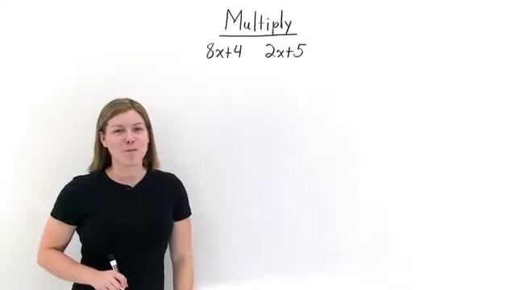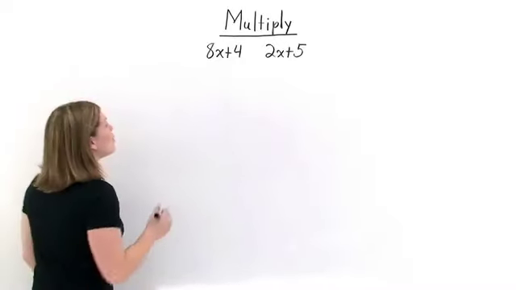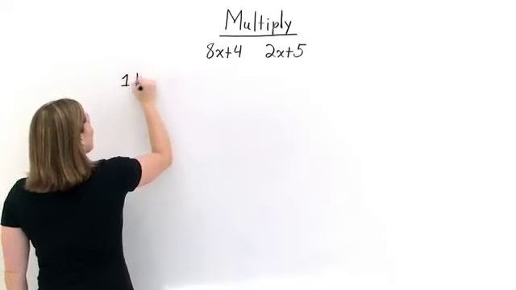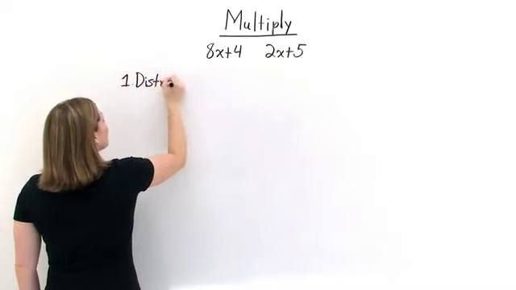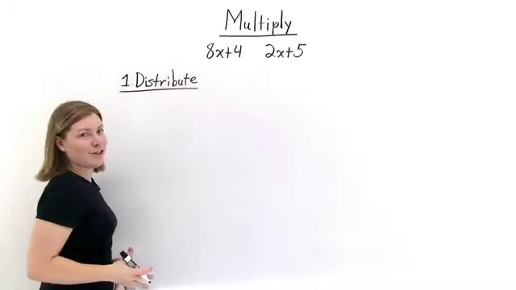Let's multiply these two binomials together using the distributive property. Well, if we're going to be using the distributive property to multiply together binomials, it's a good idea to start out by distributing. So on step number 1, let's distribute.